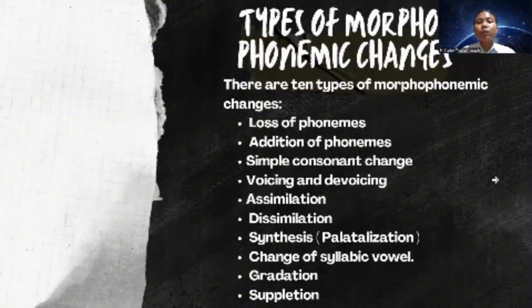Next is the types of morphophonemic changes. There are 10 types of morphophonemic changes. First is loss of phonemes. Second, addition of phonemes. Third, simple consonant change. Fourth, voicing and devoicing. Fifth, assimilation. Sixth, dissimilation. Seventh, synthesis or palatalization. Eighth is change of syllabic vowel. Ninth, gradation. And the last is suppletion.